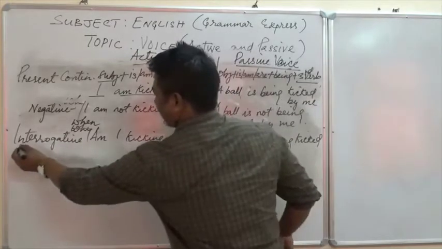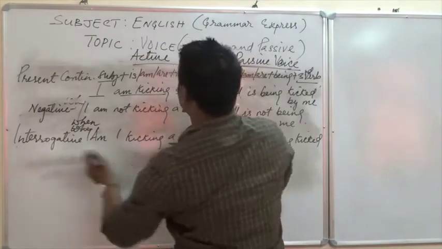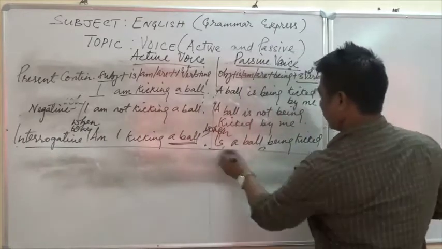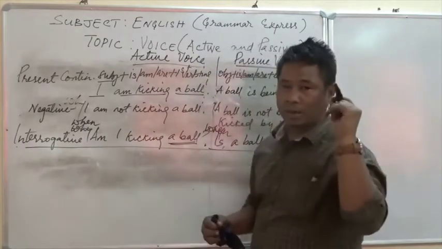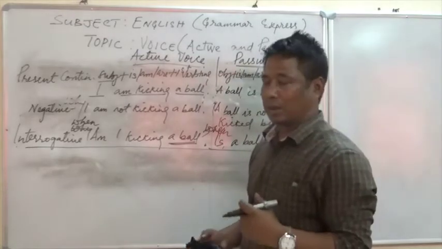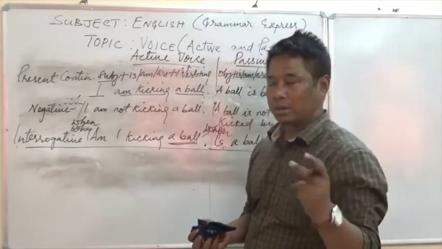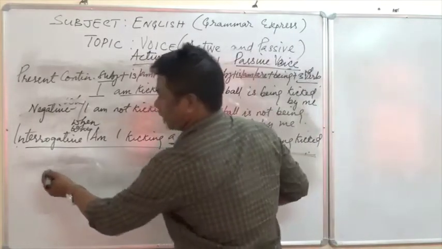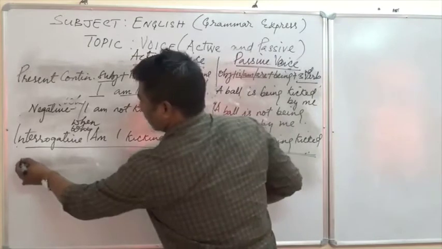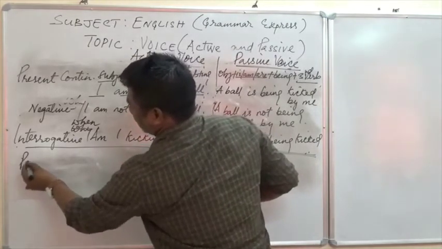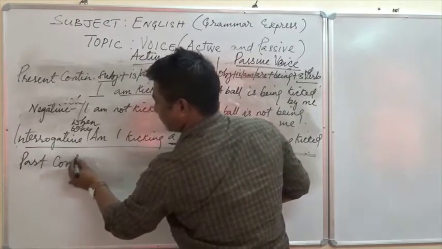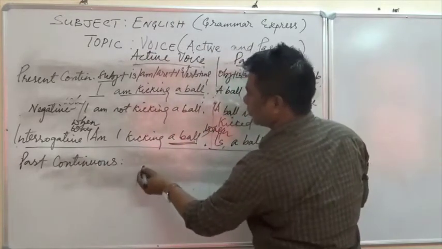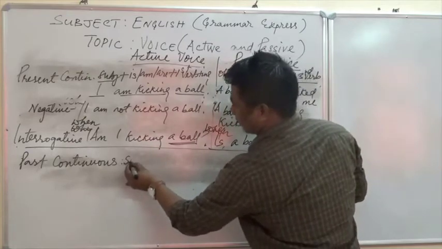Then next, past continuous tense and its passive voice. So present continuous tense, then past continuous tense. Past continuous tense has its own formula too.